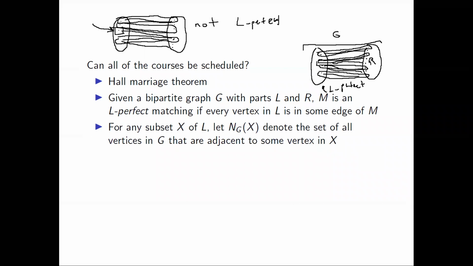And we're also going to use this notation, N sub G of X. And that's going to be the set of all vertices in G that are adjacent to some vertex in X. So I want to illustrate this notation. I think it would be good to look at some examples just to make sure that one's clear. So let's consider this cycle right here. So I think that's a C9.